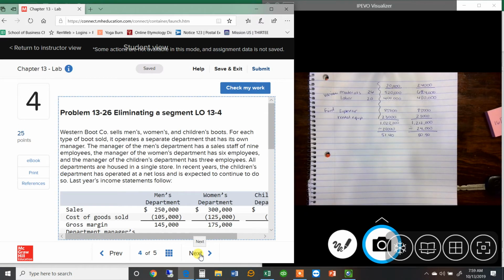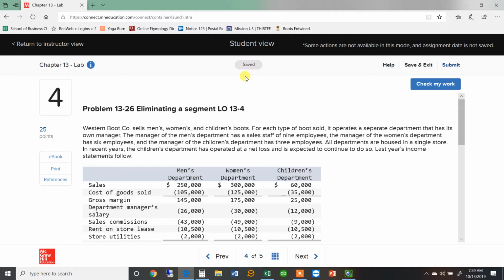All right, our next problem is a segment elimination problem. And so I'll just go on ahead and read this narrative. We've got Western Boot Company, which sells men's, women's, and children's boots. For each type of boot sold, it operates a separate department and has its own manager. The manager of the men's department has a sales staff of 9 employees. The manager of the women's department has 6 employees, and the manager of the children's department has 3 employees.